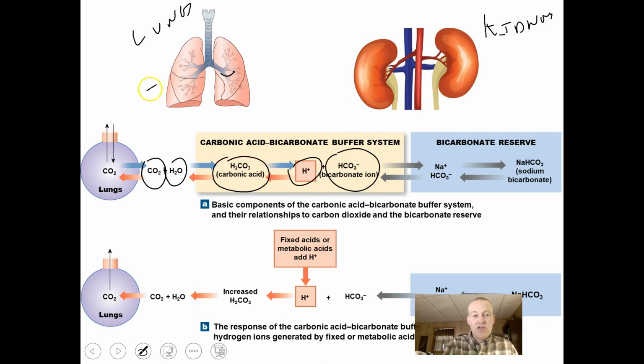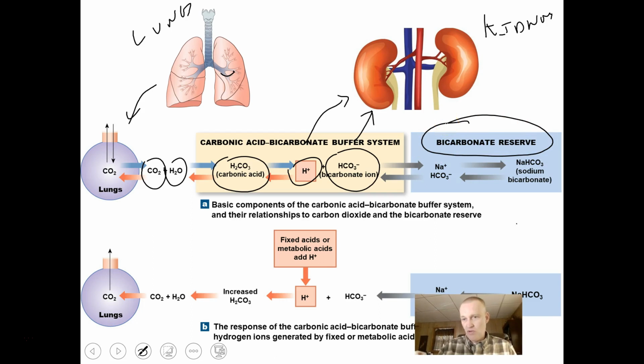You can see that the lungs will be involved in regulating carbon dioxide level. The kidneys will be involved in regulating hydrogen ion and bicarbonate levels. There is a bicarbonate reserve known as sodium bicarbonate, which can be found in the plasma and interstitial fluids of your blood, but specifically, the plasma is the main place where you're going to see sodium bicarbonate. Sodium bicarbonate can release carbonate ions to aid in this buffering system.